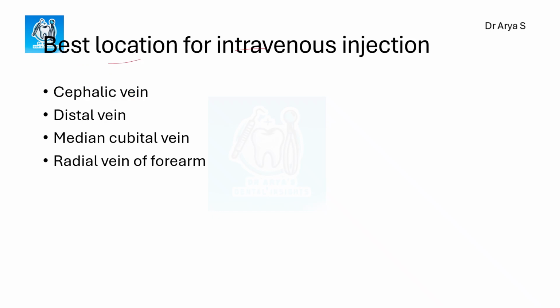Best location for intravenous injection. Is it the cephalic vein, basilic vein, median cubital vein, or radial vein of forearm? The best location is the median cubital vein. So median cubital vein is the best location for intravenous injection.